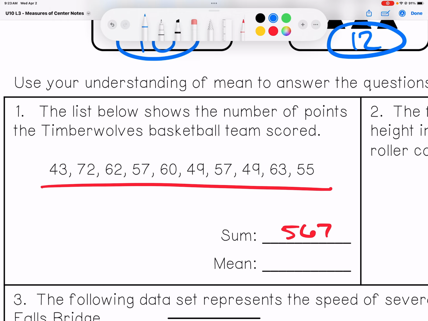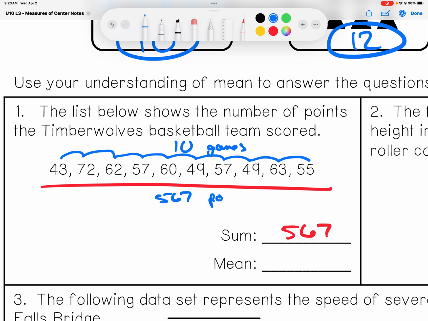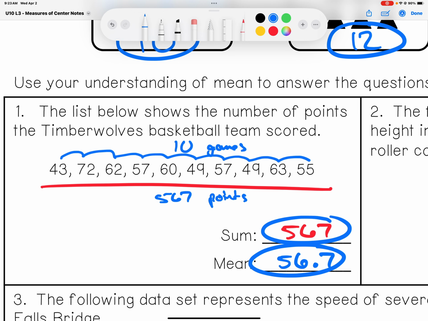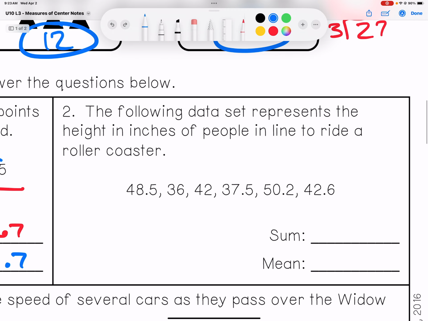Now, to find the mean, to find the average, you take the total and divide it by how many there are. How many are there? 1, 2, 3, 4, 5, 6, 7, 8, 9, 10. There's 10. So there's 10 games, 567 points, and divide those and you get 56.7. Okay? We're going to do the same thing for the other one.